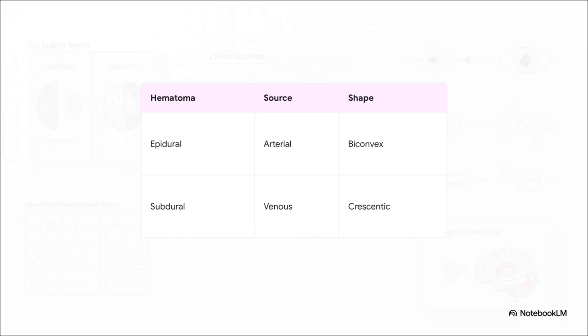On the venous side, tearing the bridging veins creates a subdural hematoma. That's your crescent-shaped bleed that freely crosses suture lines, just molding right around the brain.